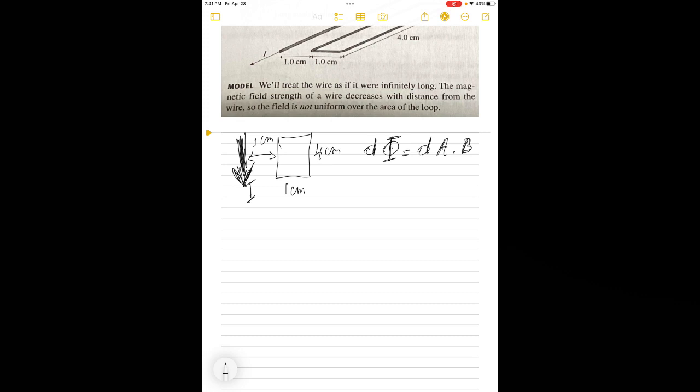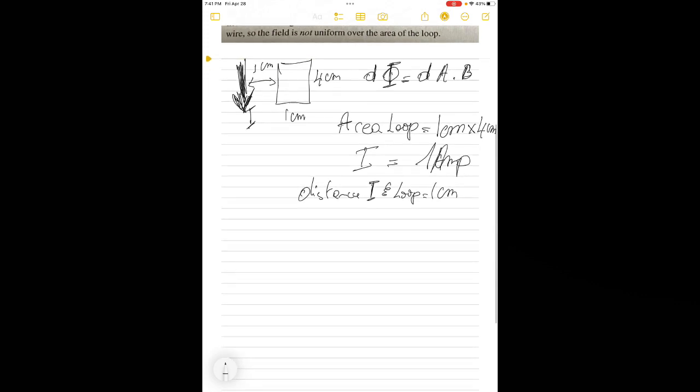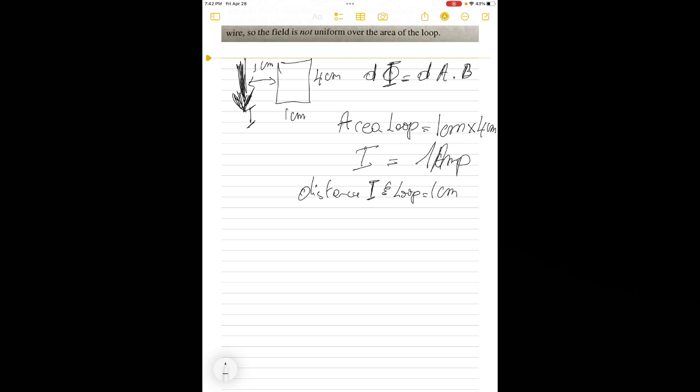So just to take out the information that we have: the area of the loop is 1 centimeter by 4 centimeter, the current is 1 amp, and the distance between the current and the loop is 1 centimeter. Here, I'm going to show you an easy way to do this.